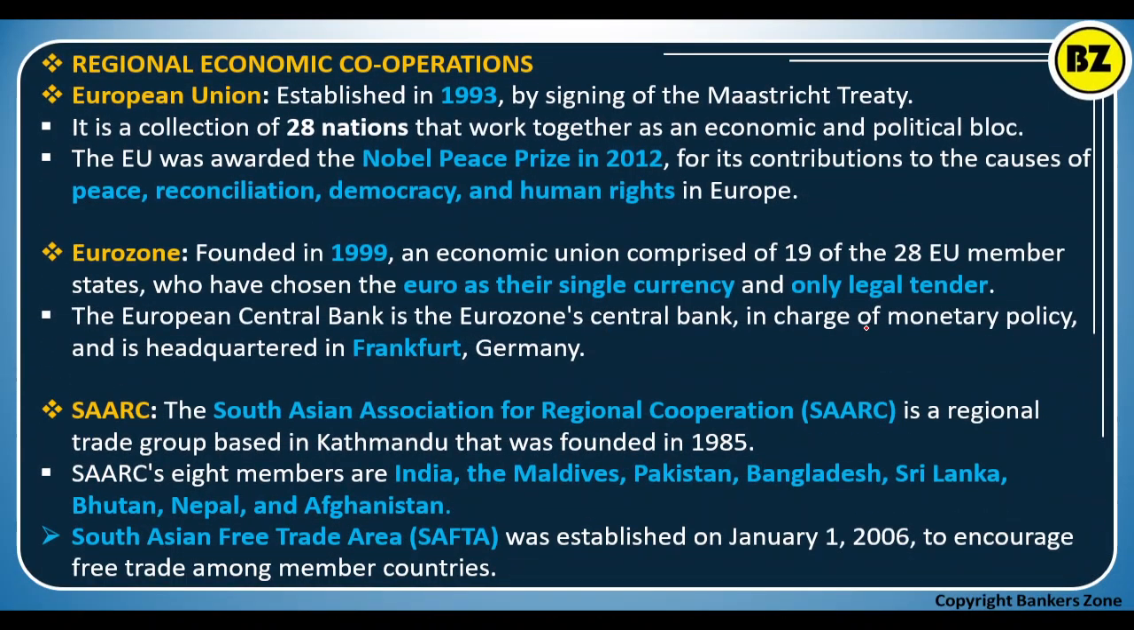Now see the regional economic cooperation. There are different organizations which are working, and we will take a short overview of them. Okay, European Union. See, what is the European Union? It was established in 1993 by signing the Maastricht Treaty. It is a collection of 28 nations that work together as an economic and political bloc. The European Union was awarded the Nobel Prize also in 2012. Why? For the work in the cause of peace, reconciliation, democracy and human rights in Europe. Okay, so this is all about the European Union.